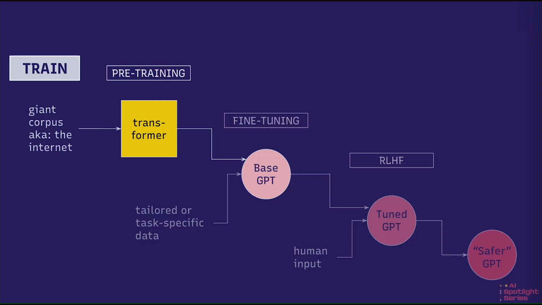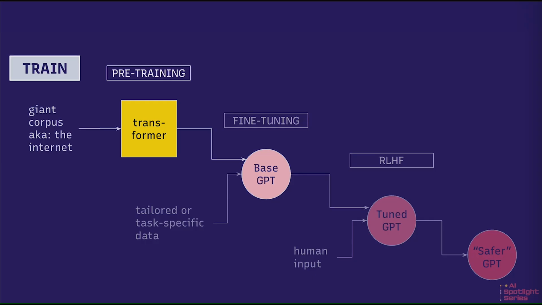But in pre-training, what you're doing is you're taking a giant corpus of data, the data that you scraped from the internet, and you're feeding it into your transformer neural network to create what's called a base model or a base GPT. That base model is essentially learning the general structure of language, but it's not specialized to any task. So it's learning the grammar, the syntax, things like that.